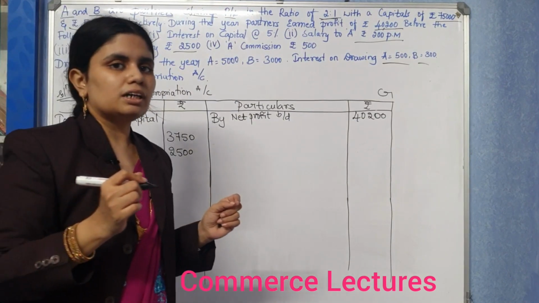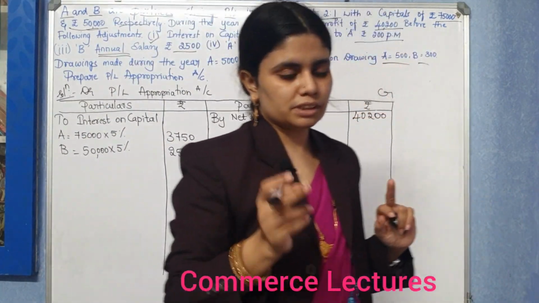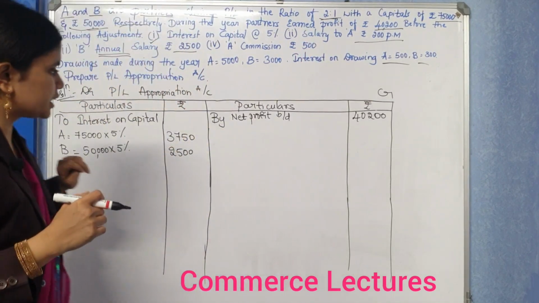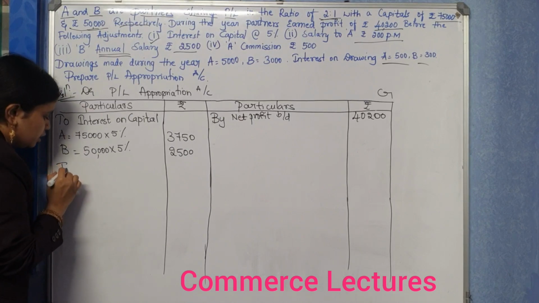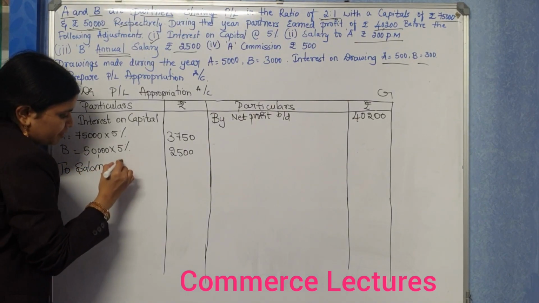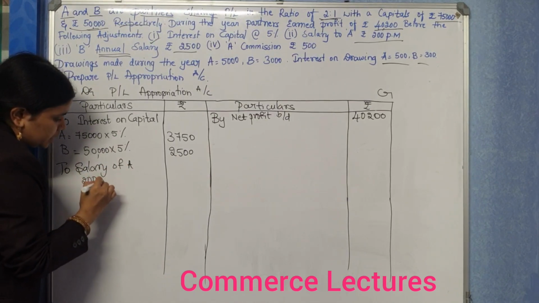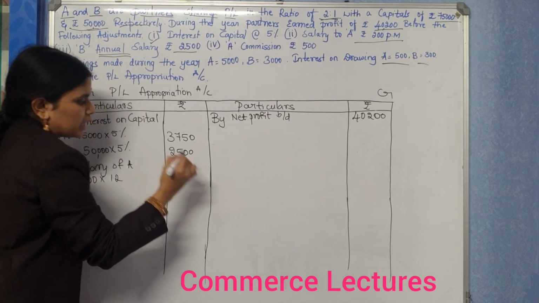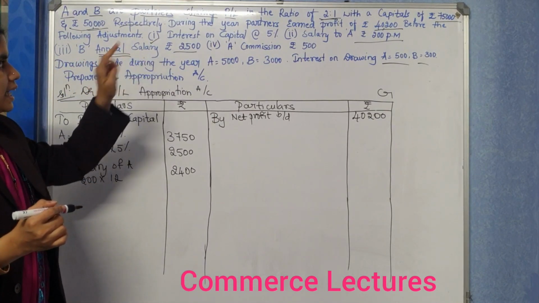Okay. So next see, salary to A rupees 200 per month. As I told, if per month is given, you need to multiply with the 12, right? Where will you take the salary? On the debit side. To salary of A, 200 into 12. 2,400 you will get.